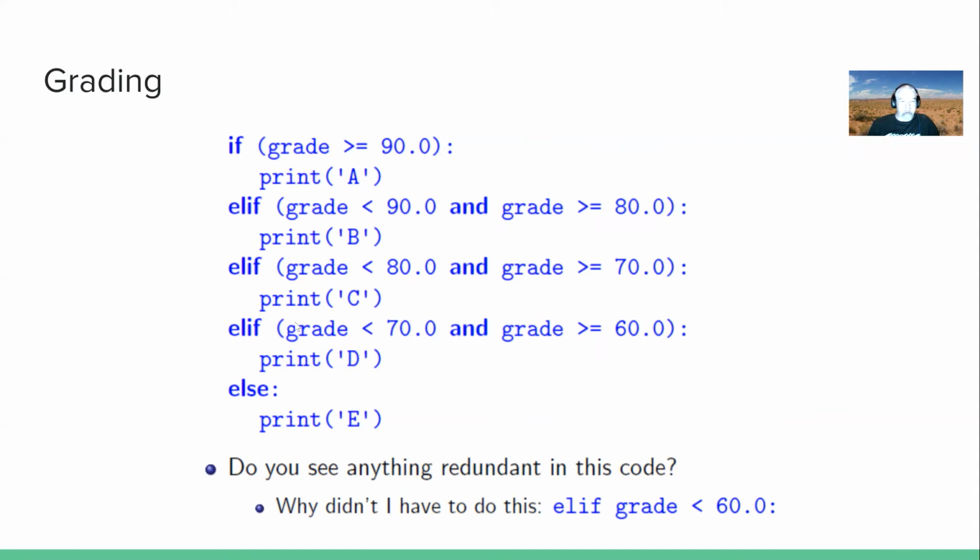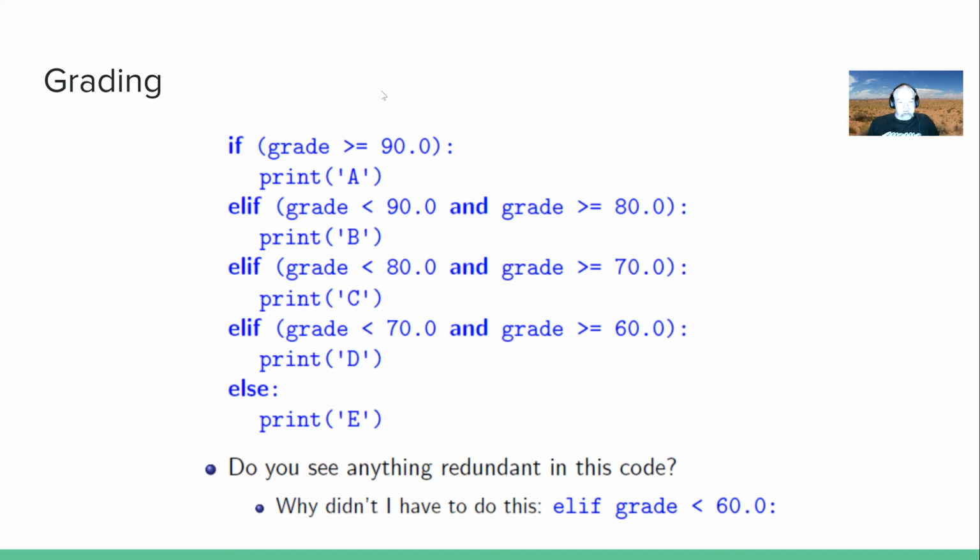ending in else if this is not true, this final statement over here, where grade is between 70 and 60. If that's not true, which necessarily means that everything above it is also not true, then just print an E, because essentially the grade is necessarily smaller than 60.